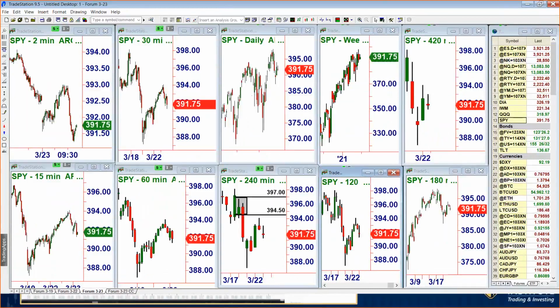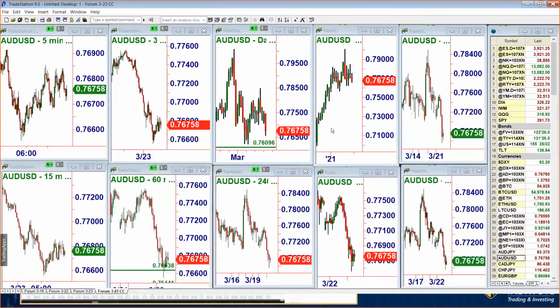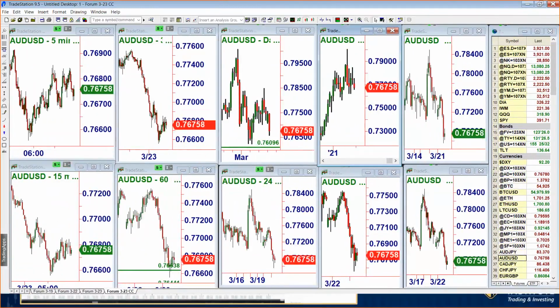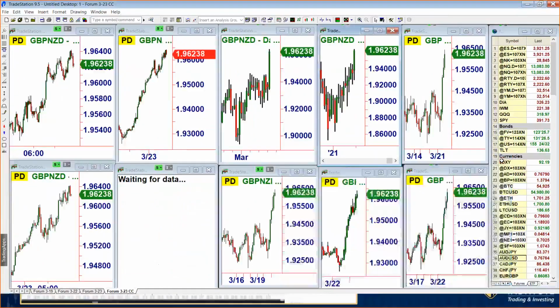And let's go to, well, again, we can really go anywhere we want. Stocks, futures, Forex, it doesn't matter. Any market. GBP, NZD, we can look at that. It is flying. Let's wait for this chart to come up here and we'll take a look.